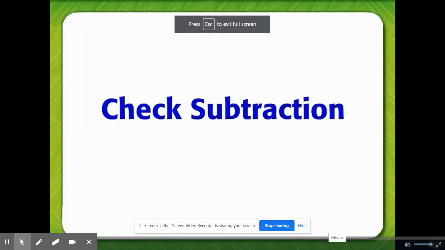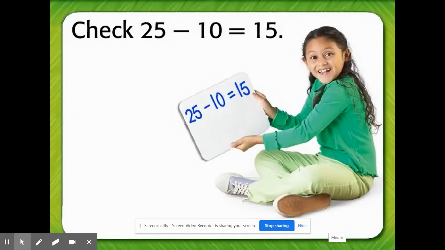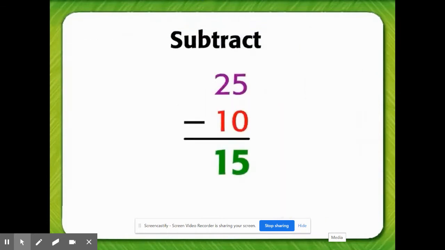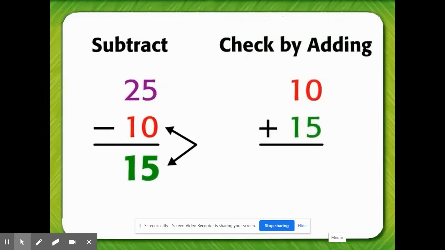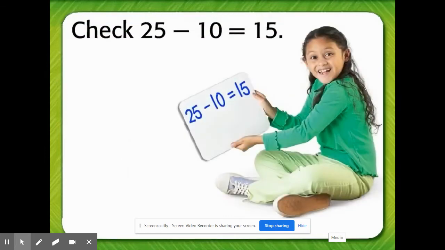Check subtraction. We can use addition to check the answer to a subtraction problem. Add the numbers 15 and 10 to check the answer. 5 plus 0 equals 5. 1 plus 1 equals 2. The answer is 25. Since 25 is a number you subtracted from, your answer is correct. To check the answer to a subtraction problem, add back the number you subtracted. The sum should match the number you subtracted from.